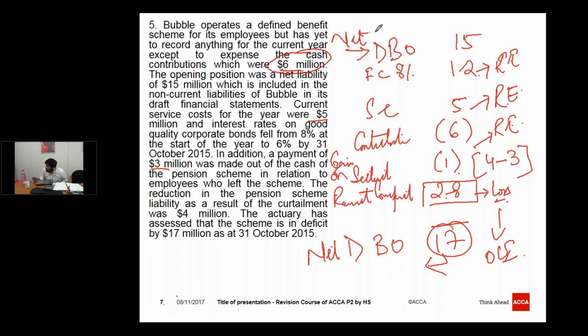I cannot read what is written next to the 2.8 million loss. The 2.8 million is because of the remeasurement component. It's actually the remeasurement component.